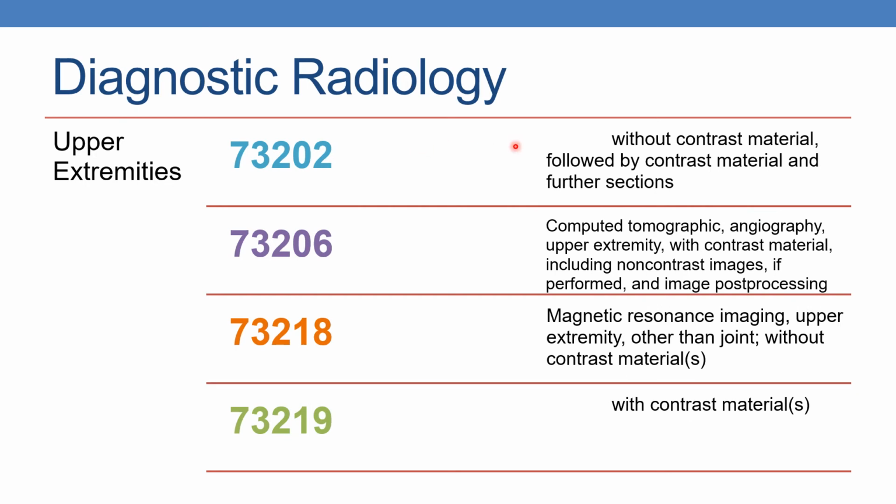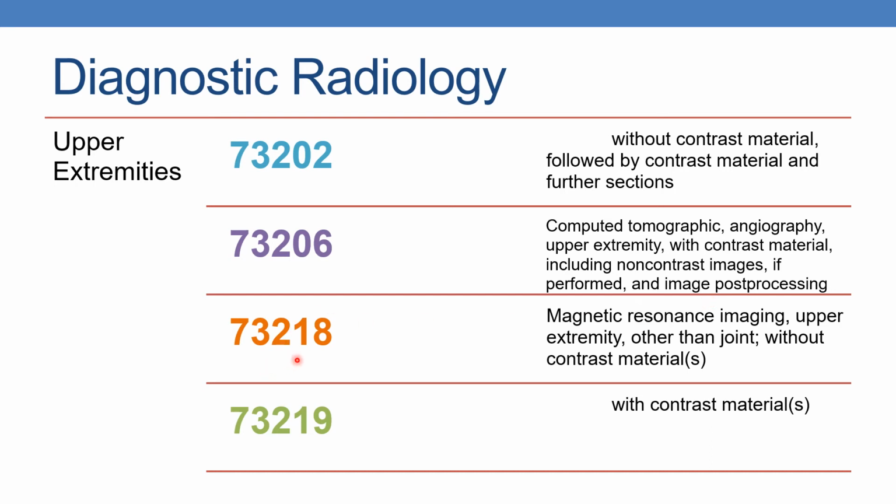73202 is CT upper extremity without contrast followed by contrast and further sections. The next is 73206, CTA upper extremity with contrast including non-contrast images if performed and image post-processing.